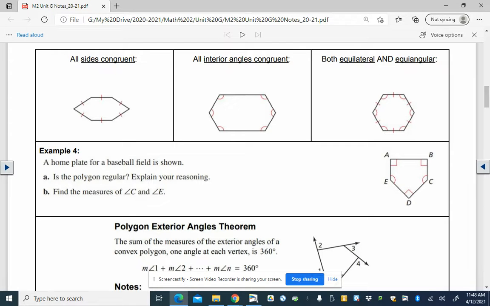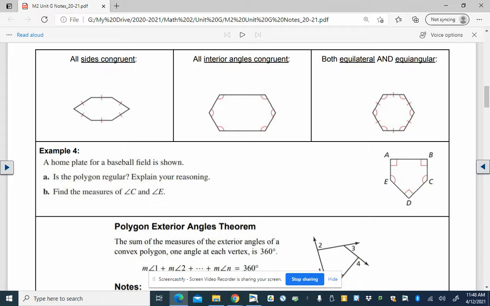All right, guys, welcome to the lesson on 7.1, Part B. So just like with Part A, we're going to start with some vocab before we move on to our new theorem. All right. So first, all sides of a polygon being congruent.